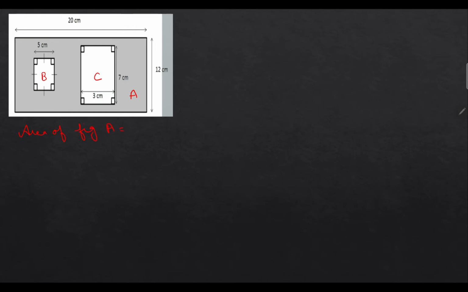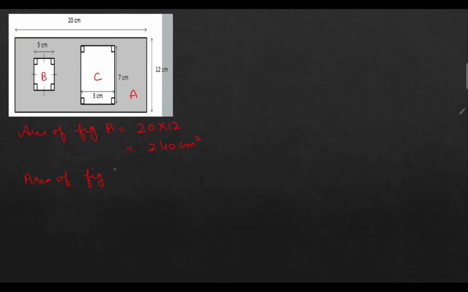Figure A here is in the shape of a rectangle. So you will write down 20 into 12. This means 240 centimeter square. Then you will find out the area of figure B.